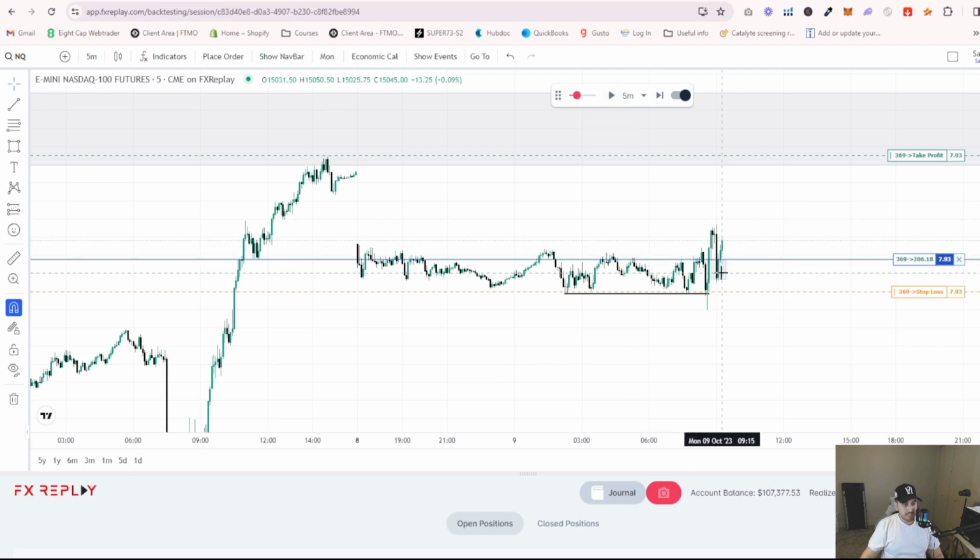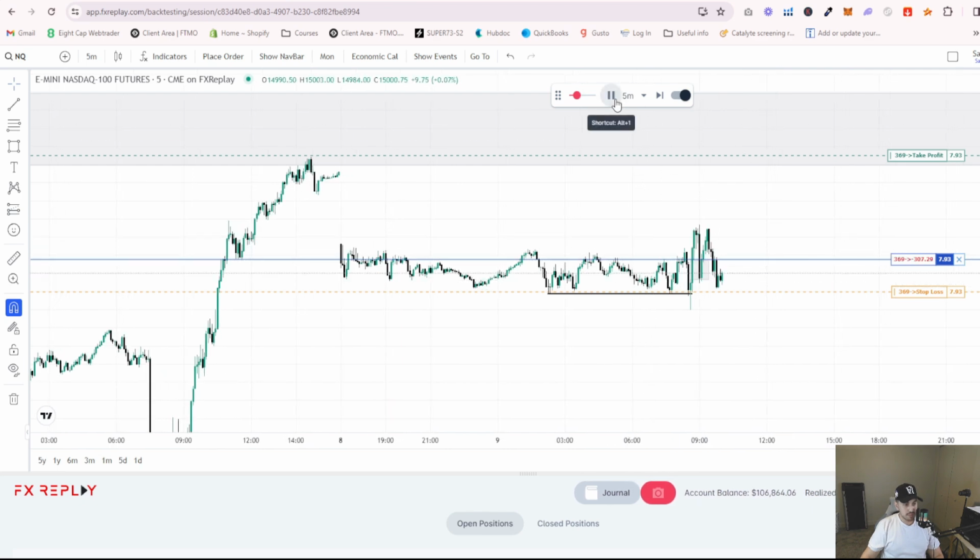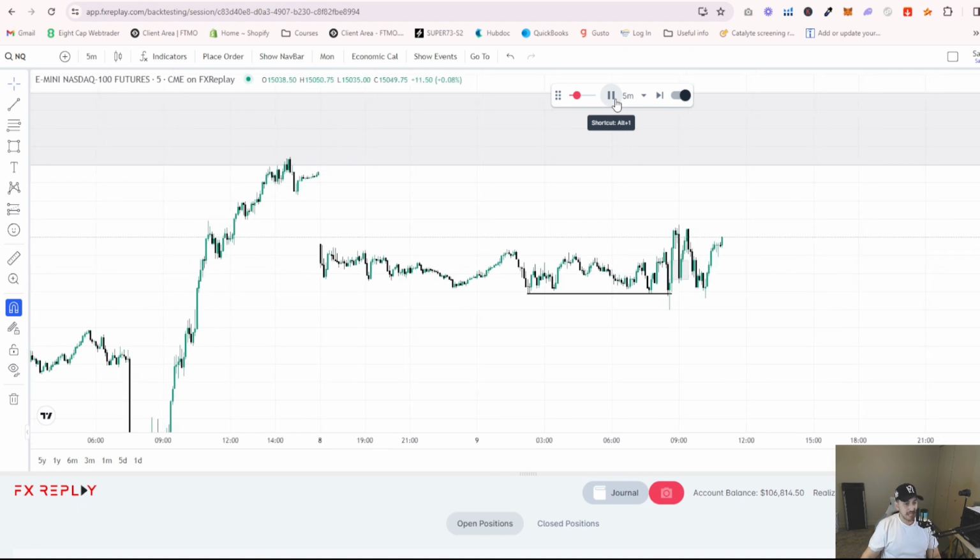Okay, so we get tapped in. We tap the bottom of it. We don't close a body candle below the fair value gap. So we're tapped in. We're in profit right now. Pushing up, and then we get stopped out.